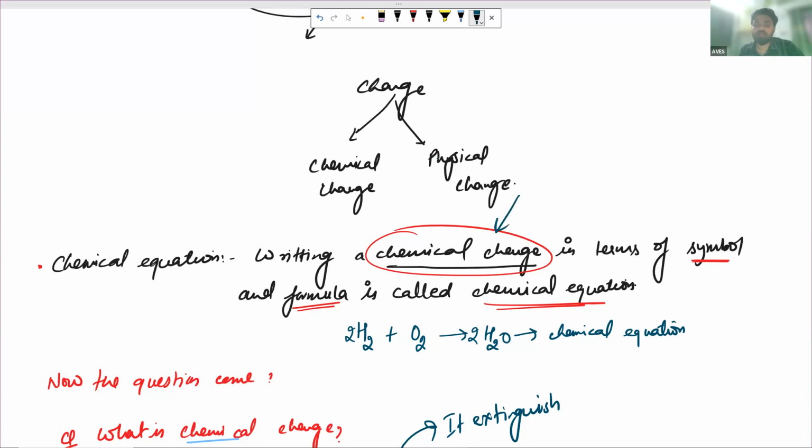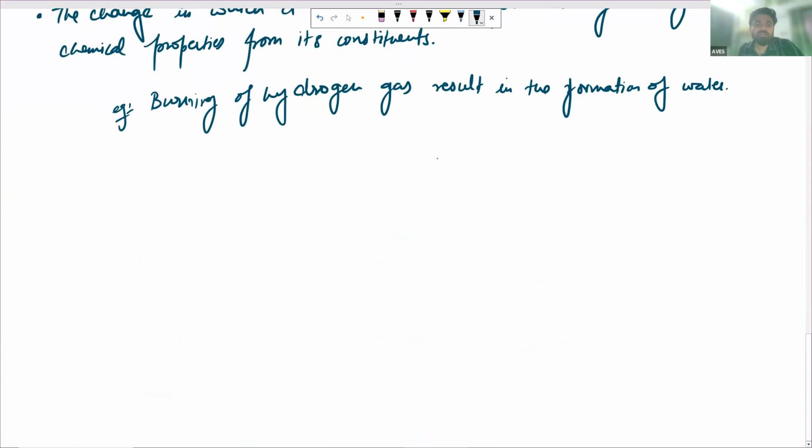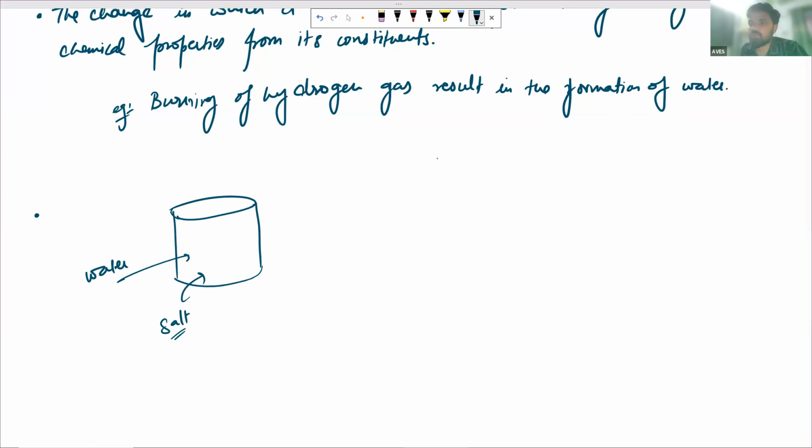Now we are studying the actual difference between chemical change and physical change. If I talk about physical change, what is physical change? Can anybody in the class tell me? When no new substance is formed. For example, if I take a glass of water and dissolve some salt in it, and if I ask you to drink it, how will you feel the taste of this one? Will it be salty or sweet?